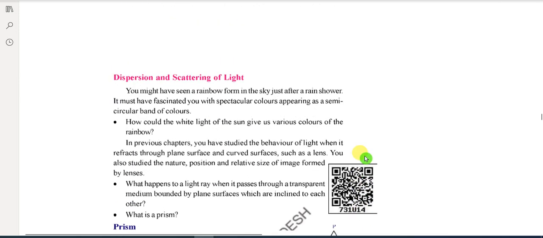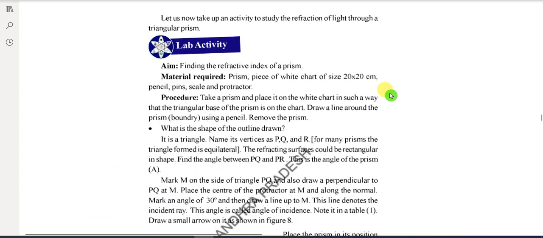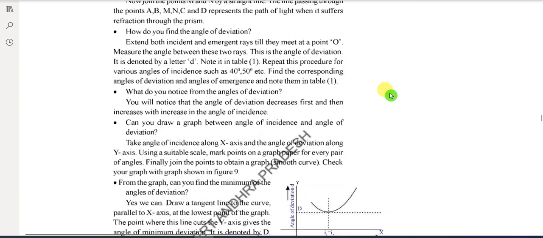And dispersion and scattering of light. What is the dispersion? Dispersion is splitting. Suppose dispersion, splitting of white light into 7 colors, VIBGYOR colors, and scattering of light is different, for the sky. So here dispersion, what is the dispersion, and definition is important, main.